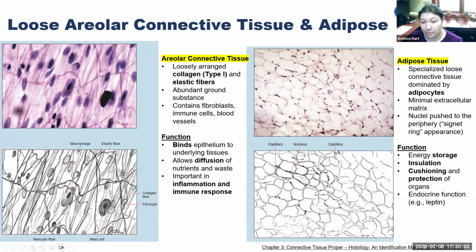And on the flip side, we have adipose tissue. So again, think of these fat cells. This is a very specialized loose connective tissue. It's got very minimal extracellular matrix, and all the nuclei are pushed off to the side or the periphery, which is why it's often called a signet ring appearance. And as you can imagine with fat cells, it is that energy storage, like your triglycerides. It's also insulation and cushioning, so it's protecting organs, and it helps with endocrine function as well.